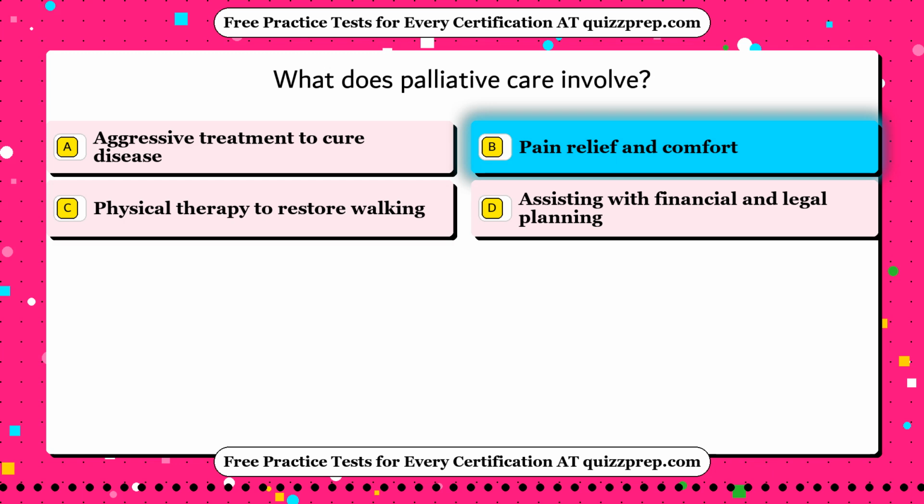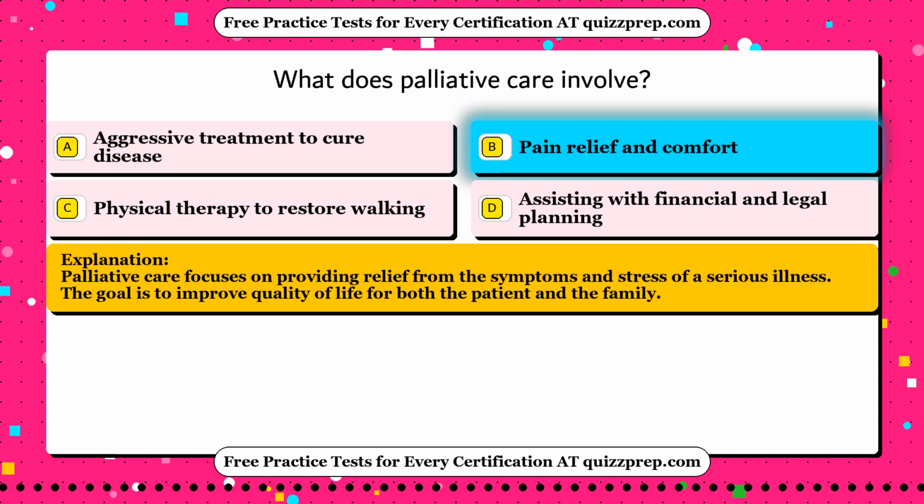The correct answer is option B. Pain relief and comfort. Palliative care focuses on providing relief from the symptoms and stress of a serious illness. The goal is to improve quality of life for both the patient and the family.